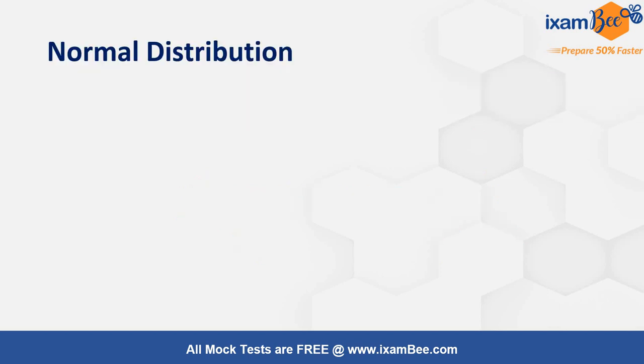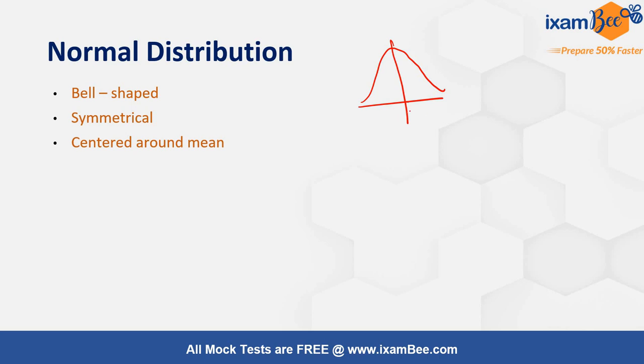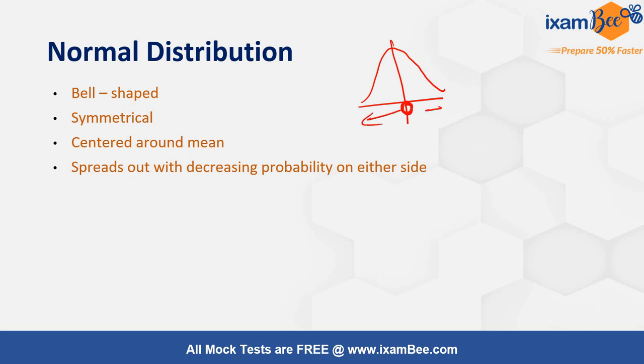So normal distribution. As the name suggests, the normal distribution is a very normally shaped kind of a distribution. It is a bell-shaped distribution, and it is symmetrical on both the sides. That is, it is completely identical on both the sides, and it is centered around the mean value. So this is the mean value of the distribution, and the spread is given by the standard deviation. This particular distribution spreads out with decreasing probability on both the sides. So as you move from the mean either on the left side or towards the right side, the probability goes on decreasing.